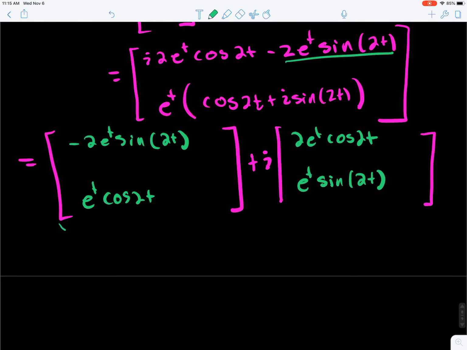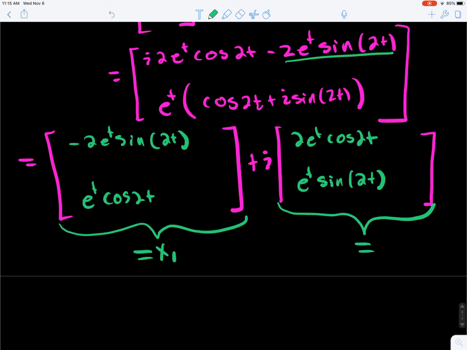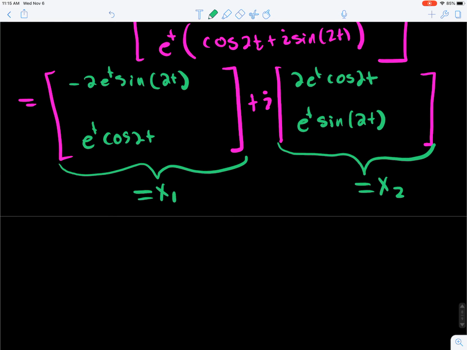This portion here is what we call the real part. We're going to call that x1. The second portion here without the i, we're going to call that x2. These are the solutions we were looking for. And notice that we did not use the second eigenvalue of the pair. We only used one of them. So then our general solution is going to be the following. It's going to be any linear combination, c1 x1 plus c2 x2.